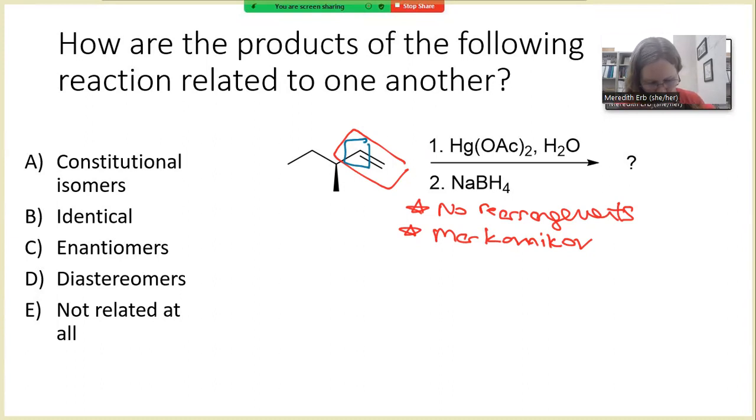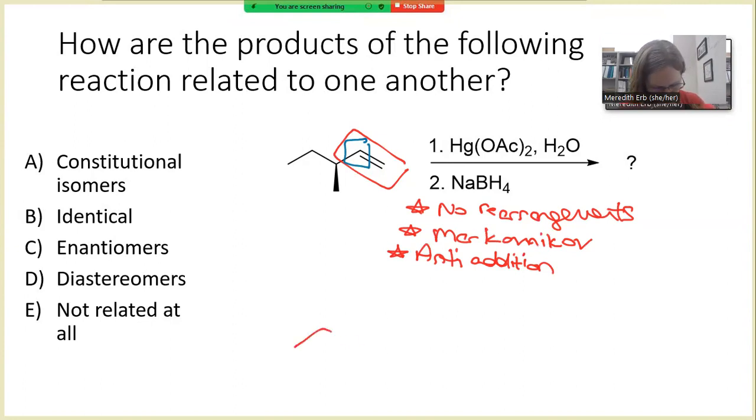Okay, lastly, we have anti-addition. All right, so kind of 3 key things to keep in mind for this reaction. Because the alkene is flat, we can add our mercury to either the top face or the bottom face. So we can end up with kind of 2 different stereo products because of that.